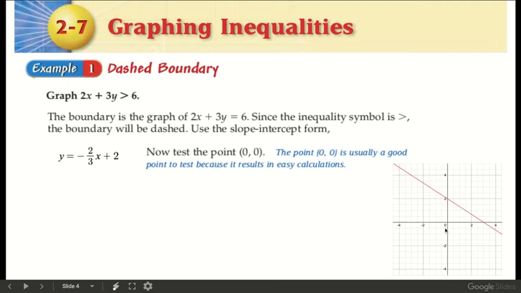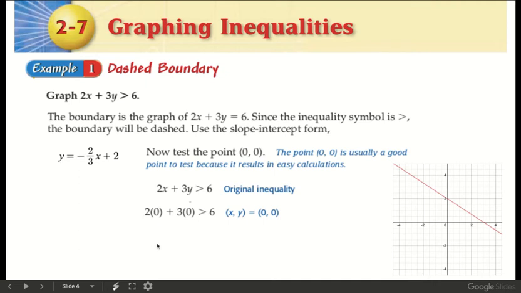You want to pick a point on either side of the line. 0, 0 is just the easiest one as far as computational reasons, right? So if I take my original inequality and substitute the x and y values, 0, 0, into their places, I can evaluate this inequality and see if it actually works as a solution.